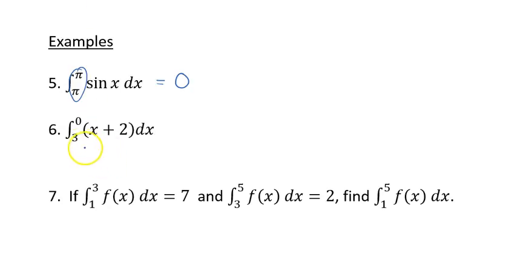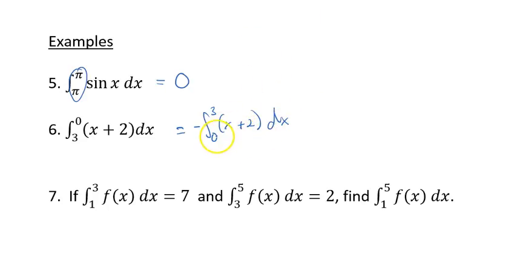There's that last property. Here I'm going from 3 to 0, but I'm supposed to go from 0 to 3 because I always go from low to high. So I have to consider that as the negative integral from 0 to 3 of x plus 2 dx. And I used this particular one because we've already calculated that in our area problems where we were using geometry on up in your notes if you want to look back.